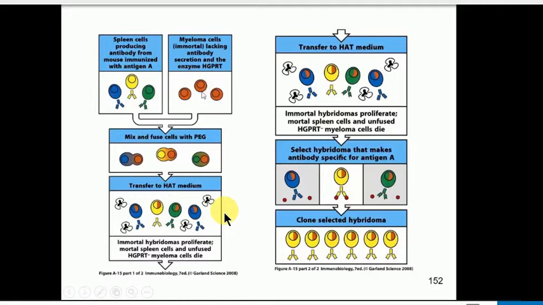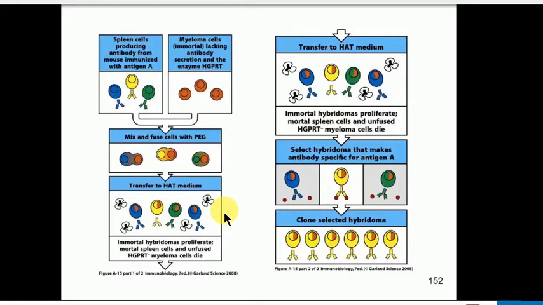And what that meant was that any unfused myeloma cells would die. They couldn't proliferate. These cells could grow, but of course they're mortal. They're finite in their life cycle, so they go through a few cell divisions and then die. So the only cells that would be left, in theory, would be cells that represented fusions between these and these. And some of these, you would like to hope, would have picked up the gene for the antibody and would still be secreting the antibody.